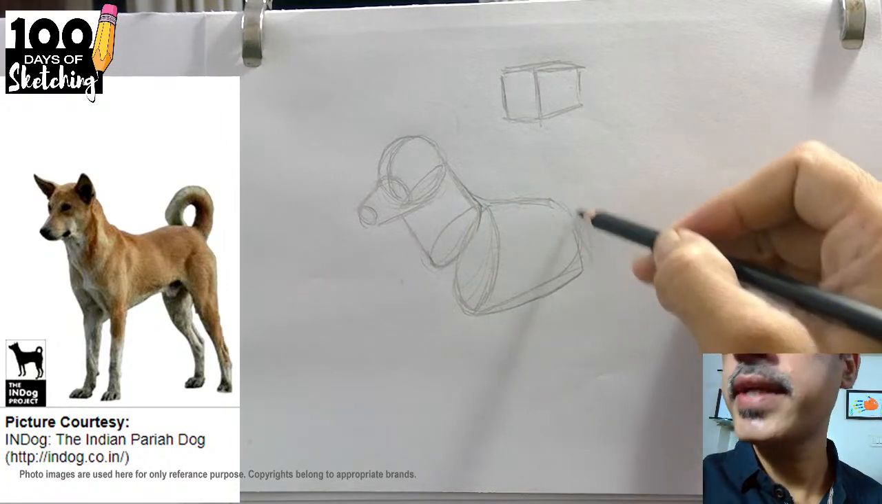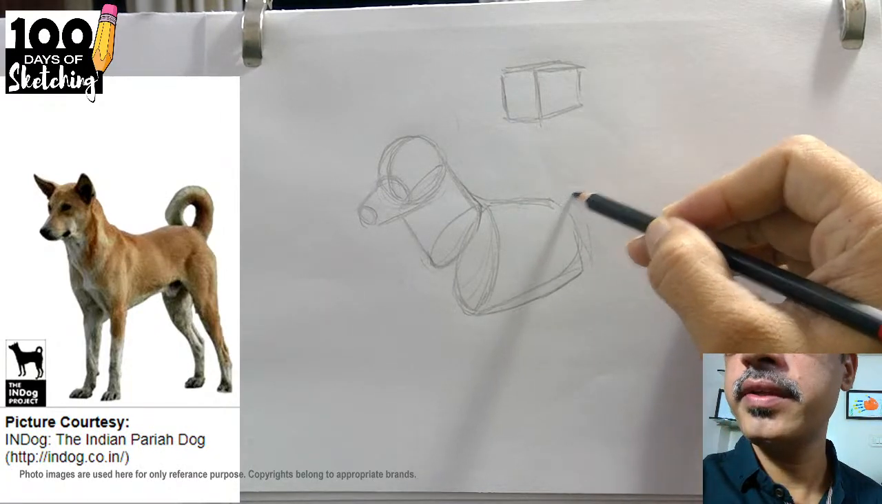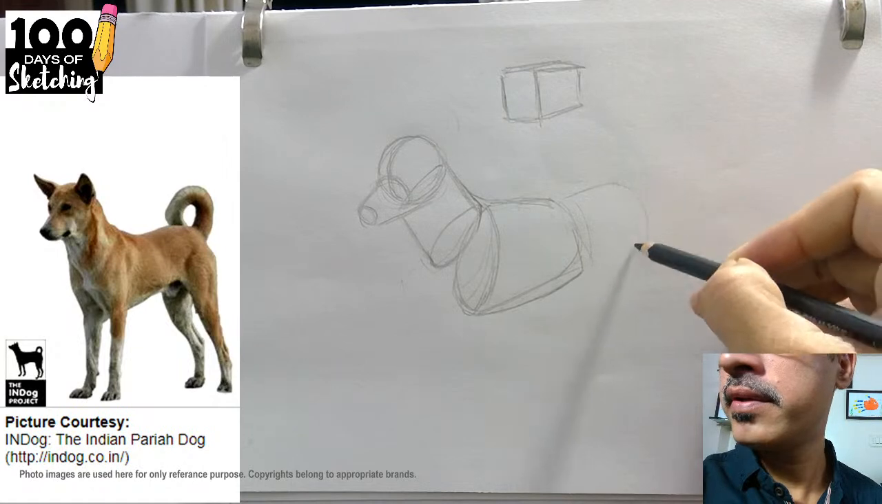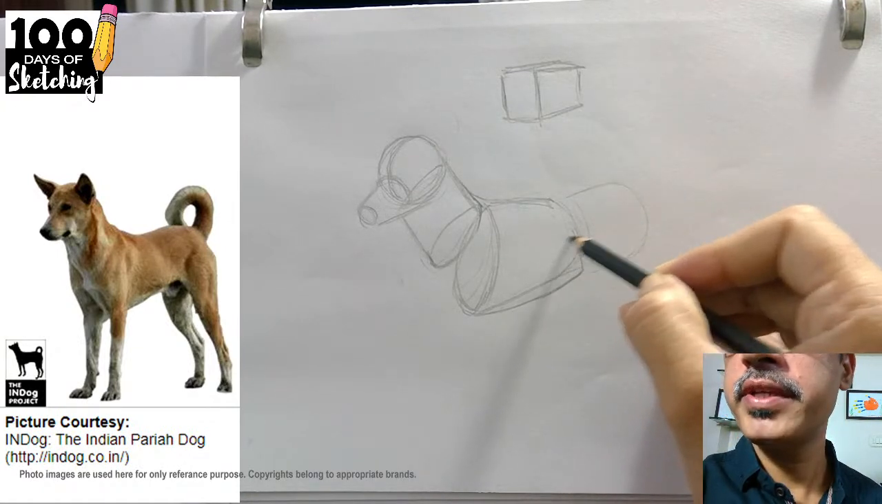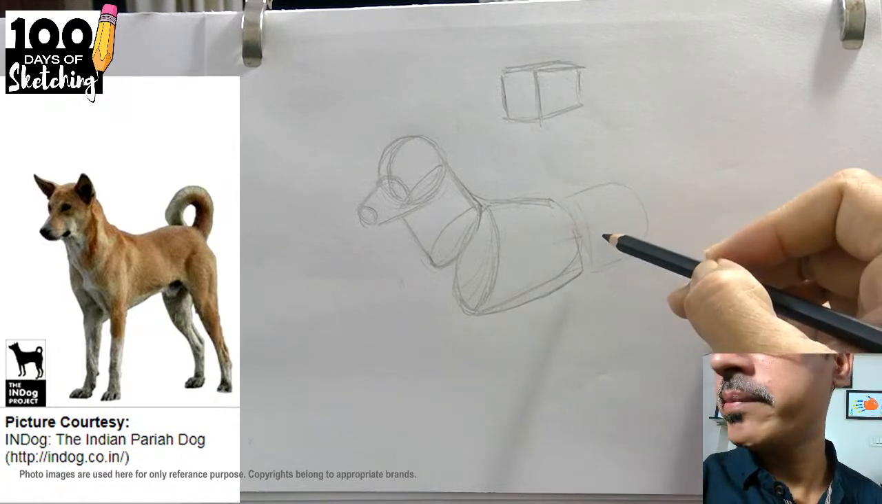And here is the back side also. It's again something in between. This space is for flexibility.